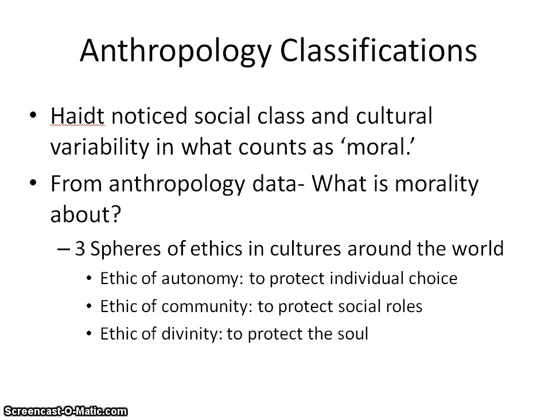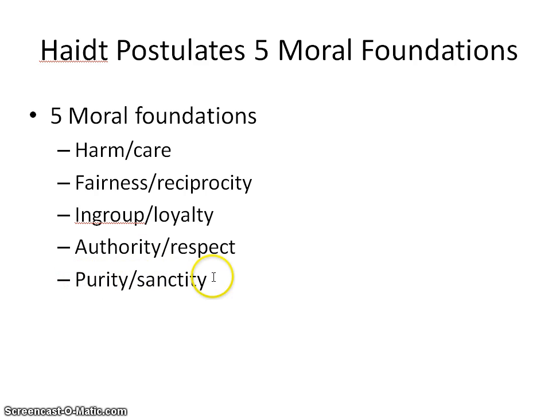And finally, the ethic of divinity, that would be the purity and sanctity foundation for Jonathan Haidt. Now, he came up with these 5 moral foundations, not just from the anthropology literature, but also from the literature in evolutionary biology. So he's going to argue that these 5 foundations have an evolutionary history. They have an evolutionary logic, rationale, and that our ancestors likely had to be concerned about these domains, and consequently we might have brains that are wired to care about these domains today.